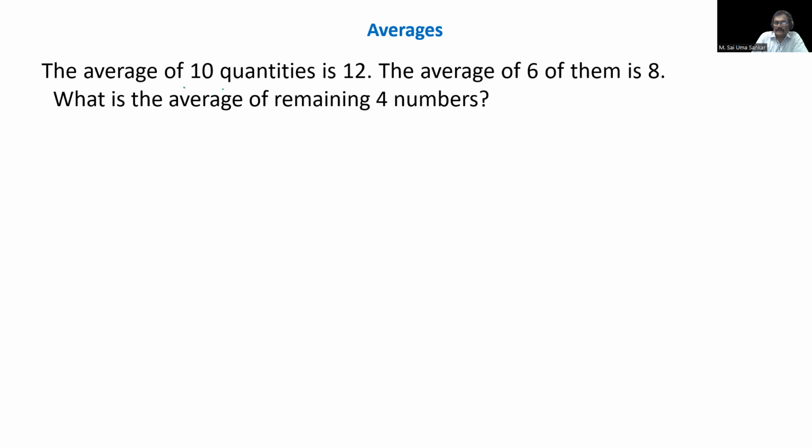The average of 10 quantities is 12. The average of 6 of them is 8. Find the average of the remaining numbers.